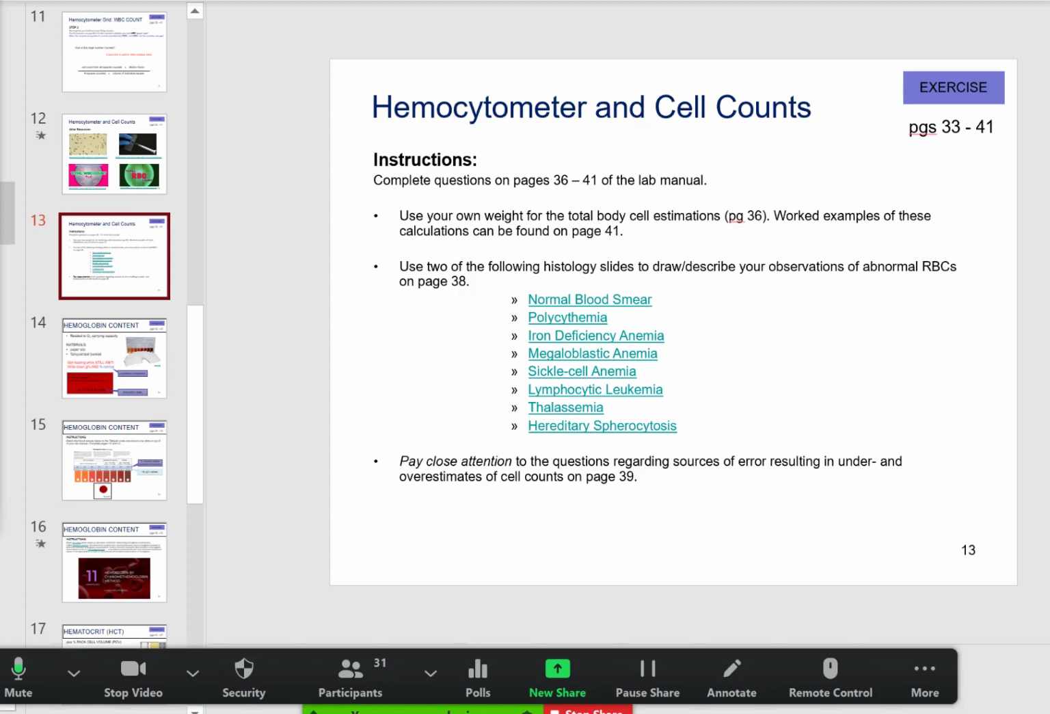A normal white blood cell count is 6,000 to 9,000 cells per microliter.